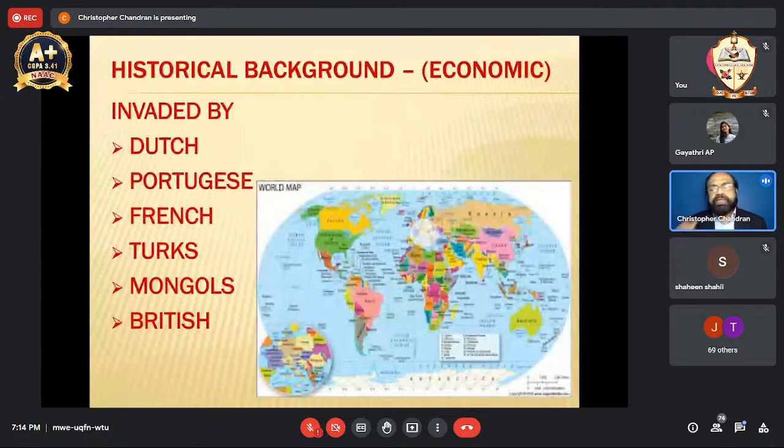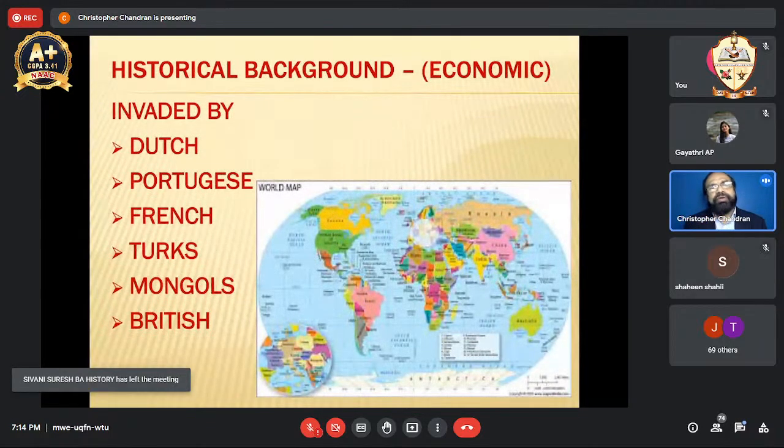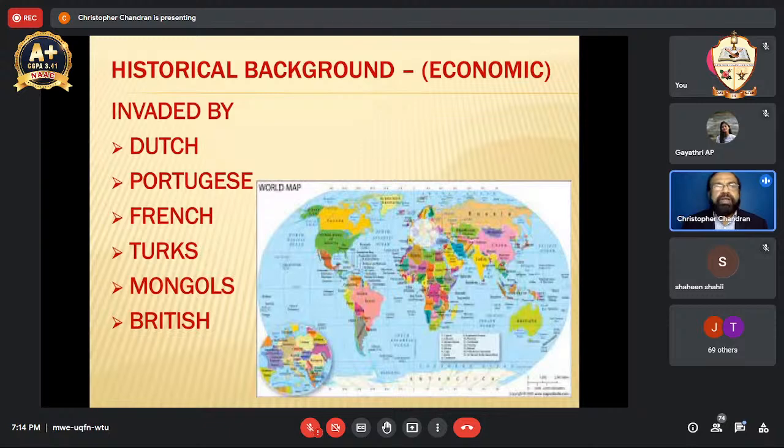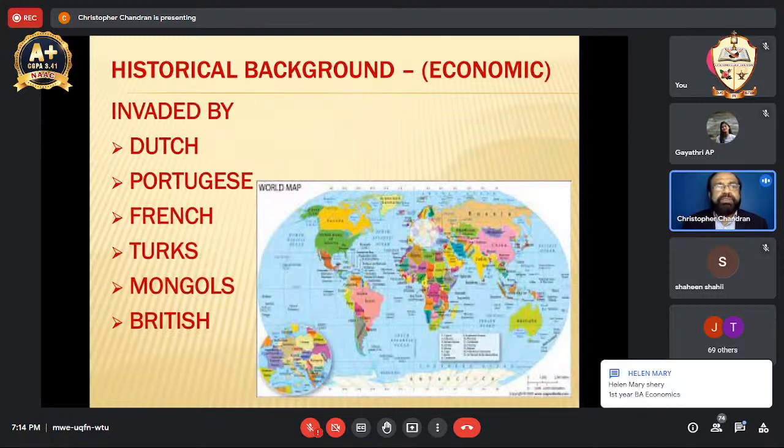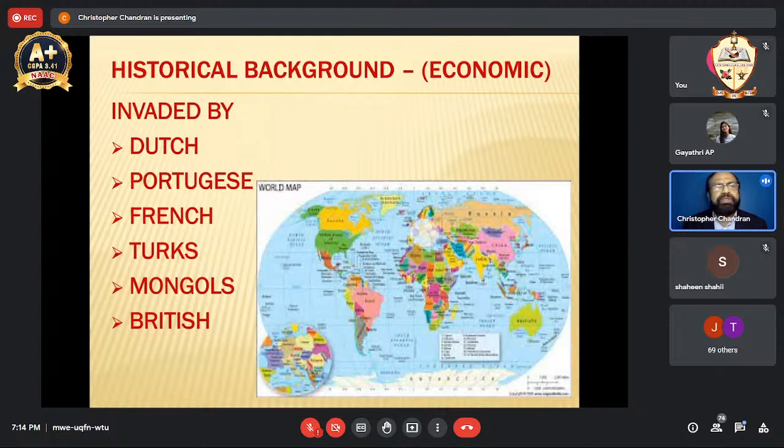On the economic side, I wanted to give you a different kind of picture, in the sense that we have been too good and kind. Indians have a large heart. We allowed people like the Dutch, Portuguese, French, Turks, Mongols, and only finally the Britishers came. In fact, Mohammed bin Ghazni came 17 times, and every time he came, he plundered Indian wealth and went off.